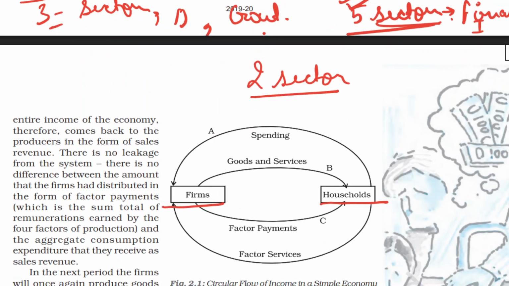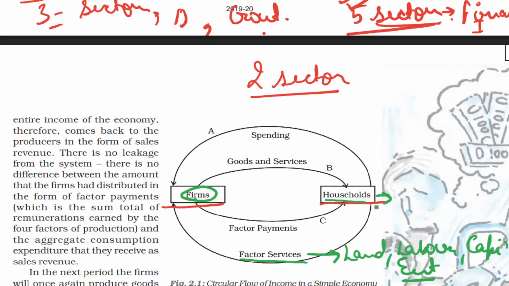Now, here there are two things. First is your goods market, and second is your factor market. Now, listen very carefully to understand the circular flow. Household provides factor services. What do factor services come as? Factor services are land, labor, capital, and entrepreneurship.